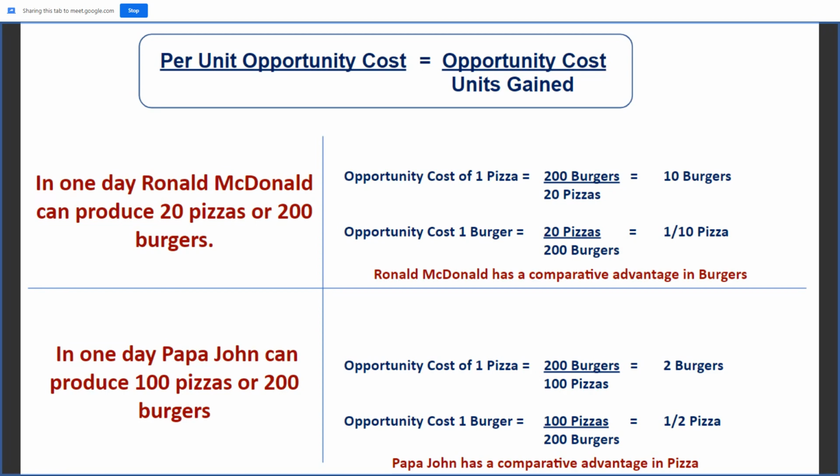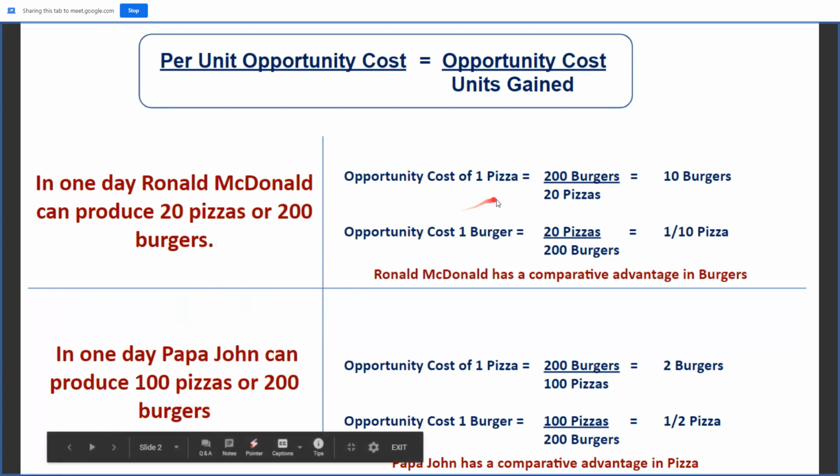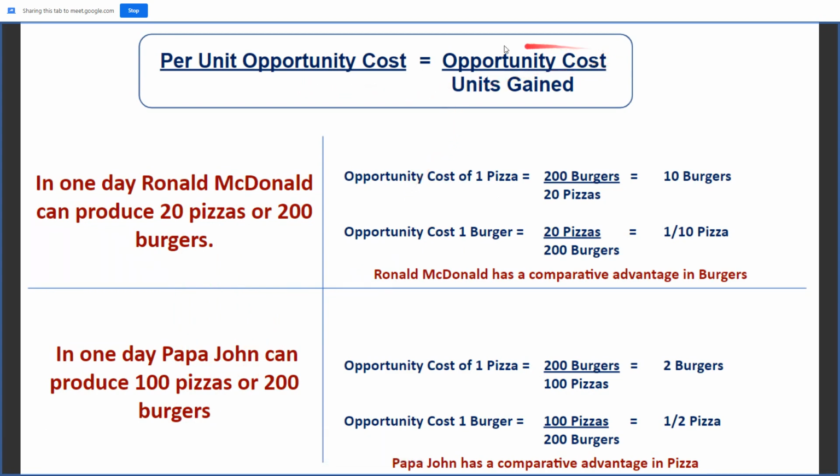But how do we figure out our comparative advantage? Well, all we know is what he can produce in one day: 20 pizzas or 200 burgers. We know that if he produces 20 pizzas, his opportunity cost is 200 burgers. And if he is producing burgers, his opportunity cost is the 20 pizzas. So to make these comparable, we have to use per unit opportunity cost. The equation up here is the opportunity cost over the units gained. And we're just going to have to use the maximums because that's all we have to work with.